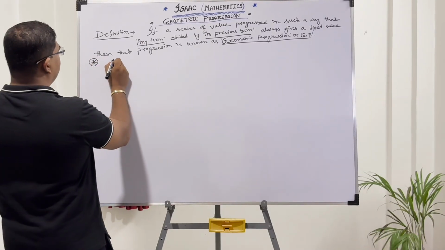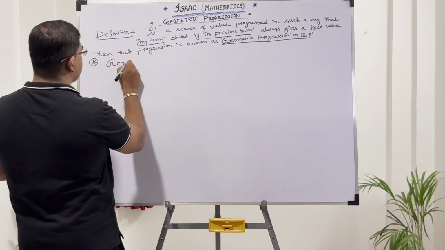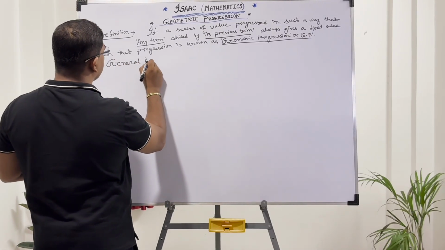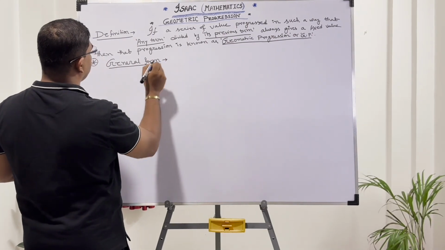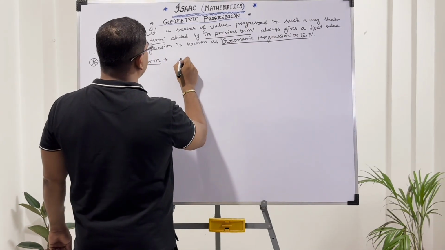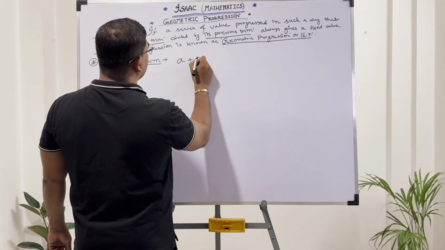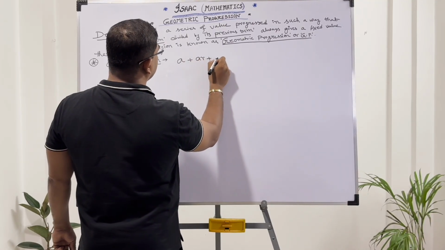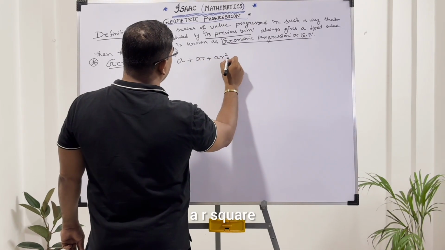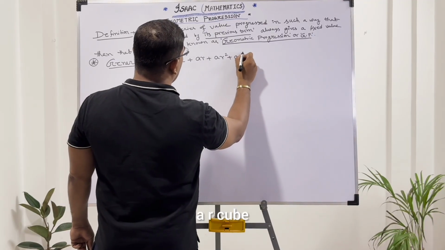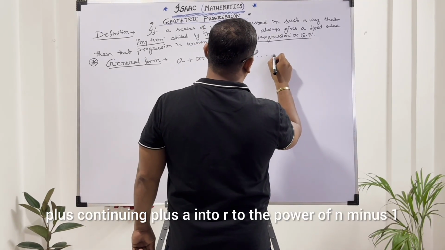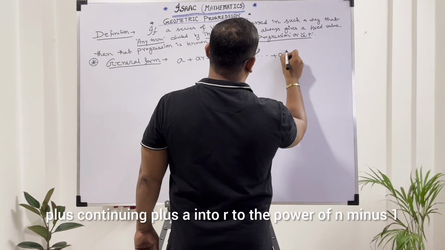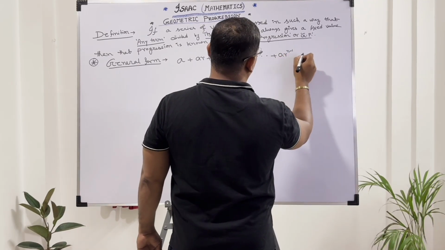General form: A, AR, AR square, AR cube, continuing, up to A into R to the power of n minus 1.